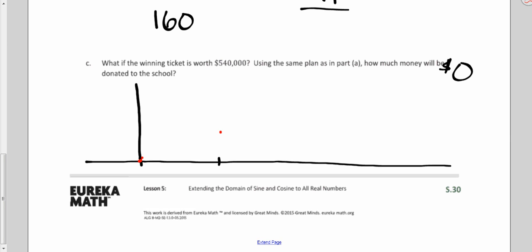What about when it's $360? How about this? How about when it's $359? How much money does a high school get? $359. So up here is $359. What happens when it's $360? How much money does a high school get when the winning ticket's worth $360? It goes down to zero. Boom. What are they gonna buy with $360?